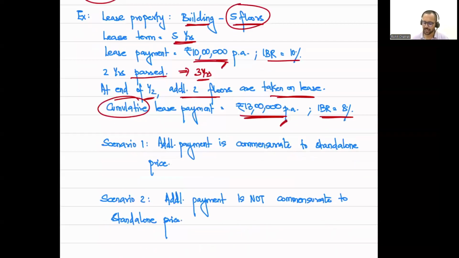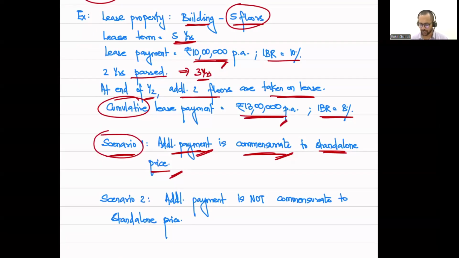So I have scenario 1 wherein the additional payment, which is 3 lakhs, is commensurate to the standalone price, which means if the lessor actually gives these 2 floors on lease to any other third party also, he would be charging 3 lakhs only. The same 3 lakhs he's charging from me, he would have charged to any other third party also, and therefore the 3 lakhs payment that I am making is commensurate to the standalone price that the lessor would have charged to any other party.